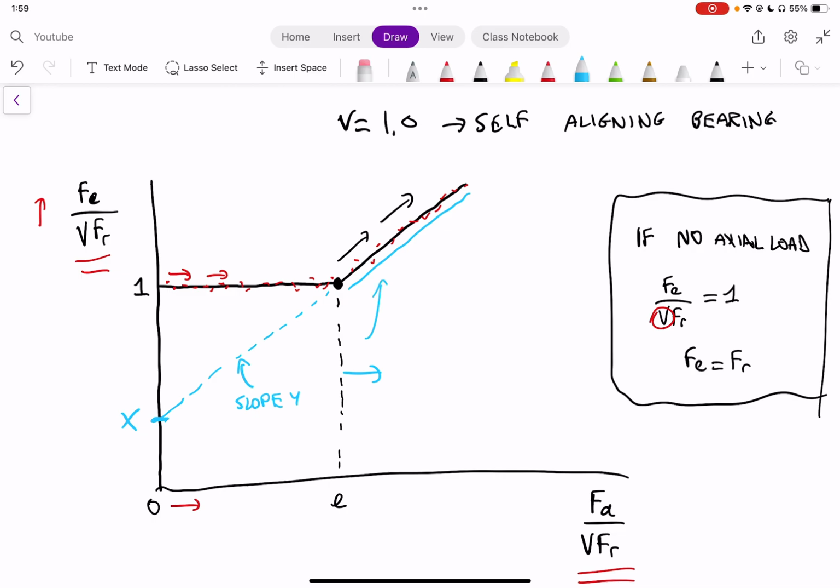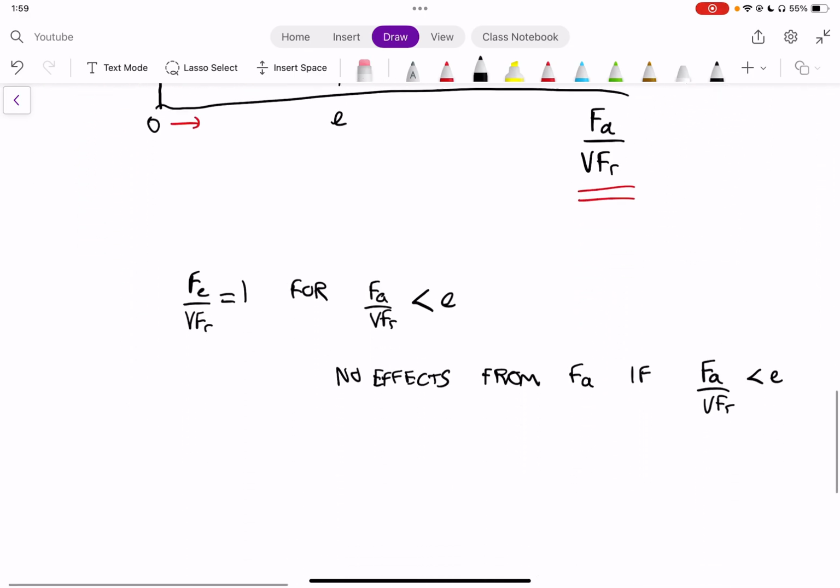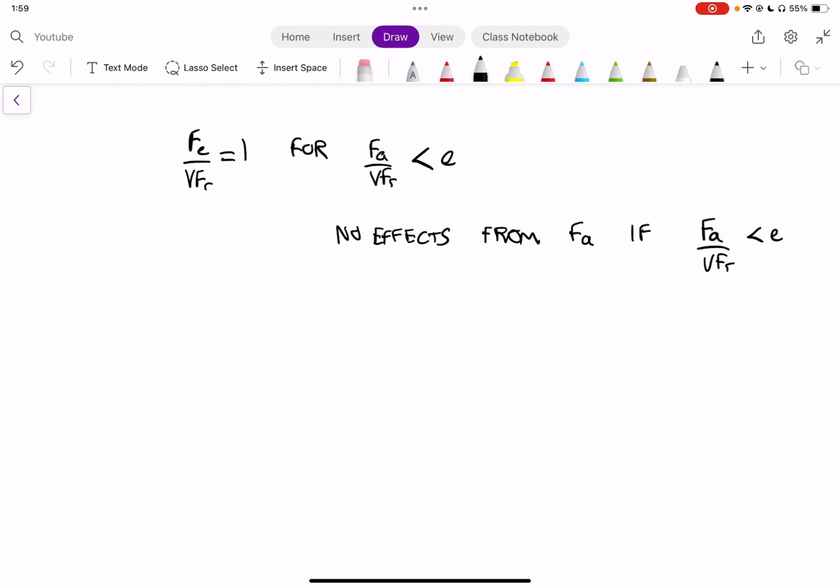equation up here. So let's write some equations down, and let's write some thoughts down, okay? So first, let's write in black what we have. We'll summarize again what we have: if FA over VFR is less than E, we then have the fact that FE over VFR is going to be equal to 1, which means that FE is going to be equal to VFR.